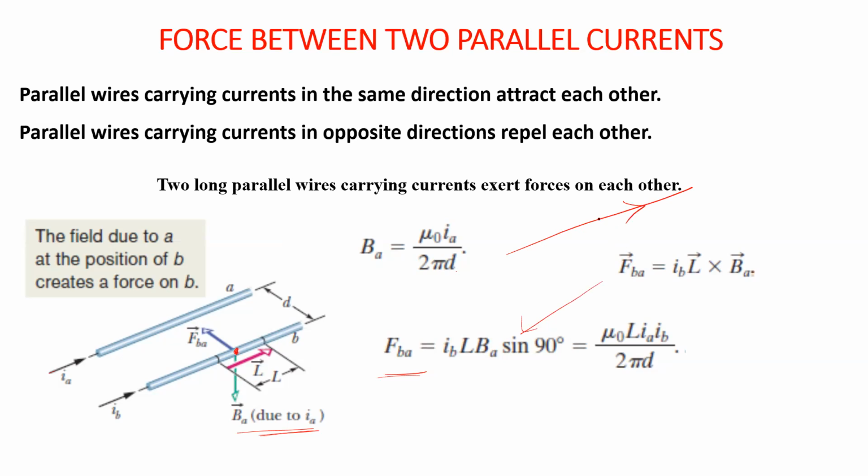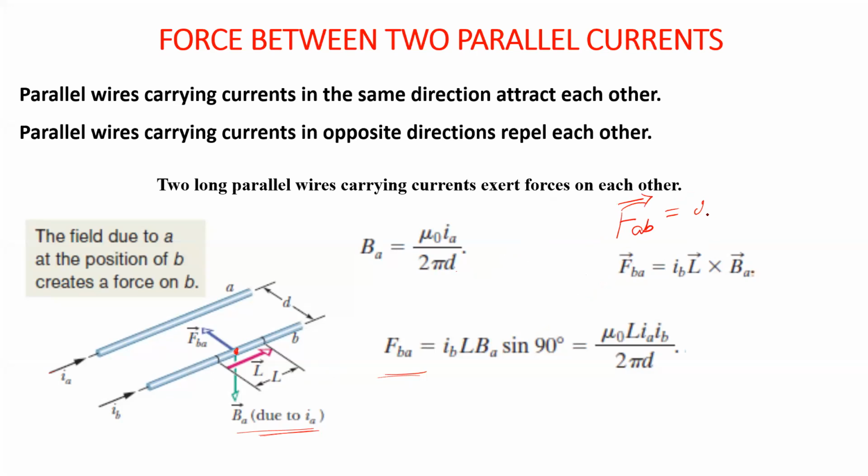Suppose the direction of current is this way and the direction of its magnetic field is this way, so the force will be mutually perpendicular again. We can put this right hand thumb rule, and by doing so you will find this magnetic force is towards the other conductor. So what is happening?